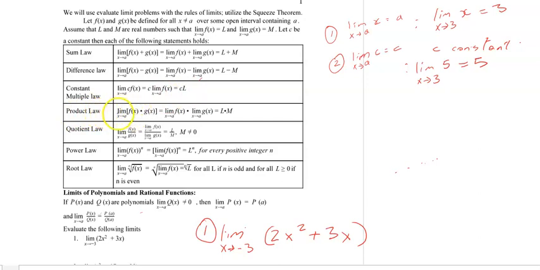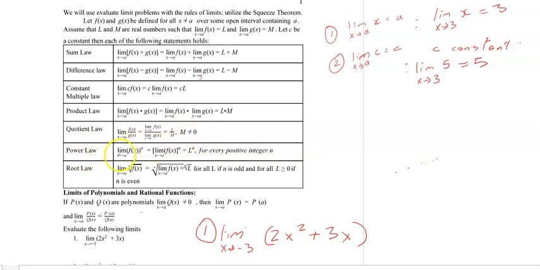The product law is the limit as x approaches a of, in parentheses, f of x times g of x, is equal to the limit as x approaches a of f of x times the limit as x approaches a of g of x, that is equal to L times M. The quotient law says the limit as x approaches a of f of x over g of x is equal to the limit as x approaches a of f of x over the limit as x approaches a of g of x. It will be equal to L over M, provided that M is not equal to 0.